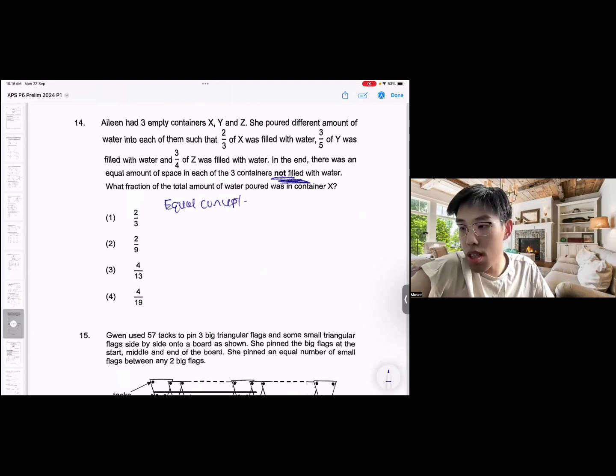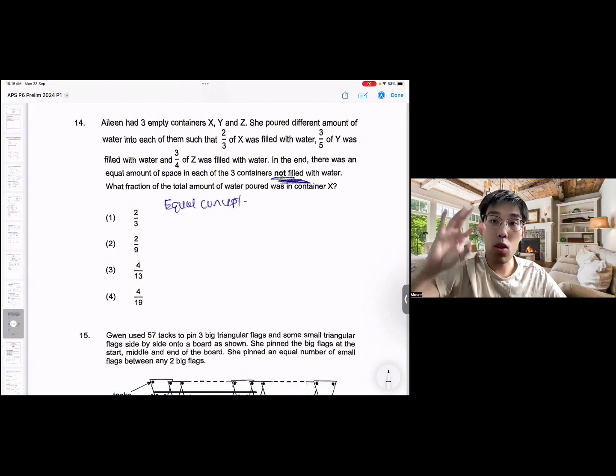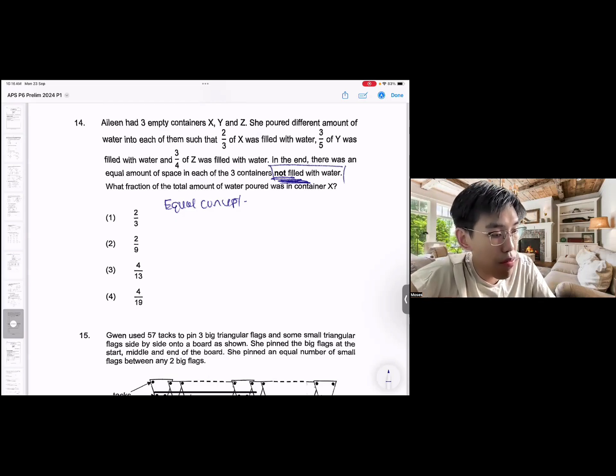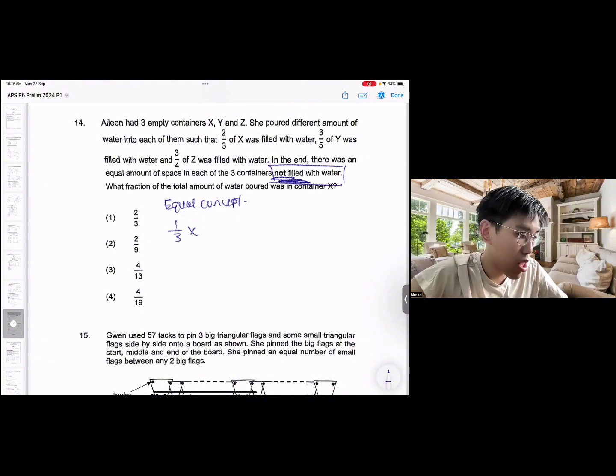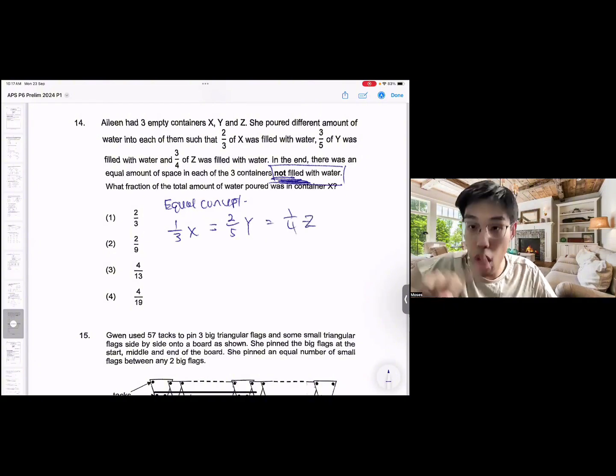For an equal concept, we need to make the numerators the same. We put the fractions in terms of the same quantity first, and then we make the numerators the same. In this case, we are focusing on the amount that is not filled with water. So 1/3 of X is not filled, equals 2/5 of Y that is not filled, equals 1/4 of Z that is not filled.